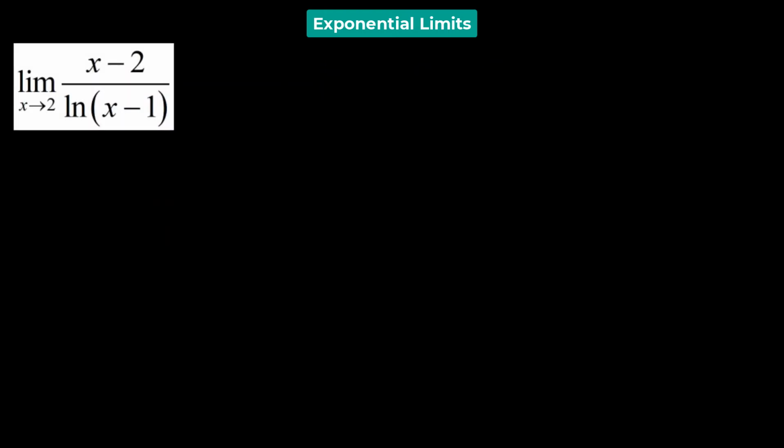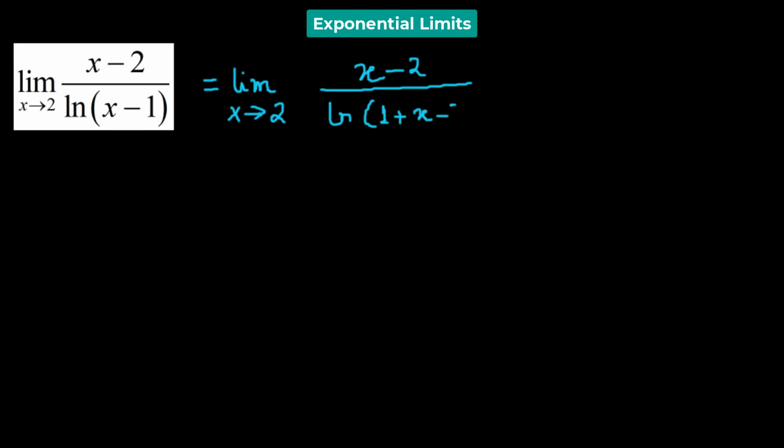So here we have the function x minus 2 divided by log of x minus 1. So this is going to give us a 0 over 0 indeterminate form. So that means we'll need to use some standard definition of limits. So let's begin with the denominator. So we have natural log of x minus 1. So what we can do is we can add 1 and subtract 1 from it.